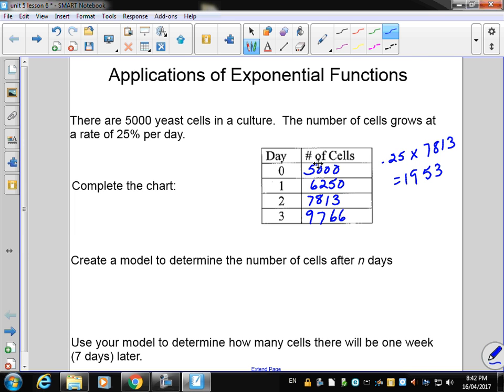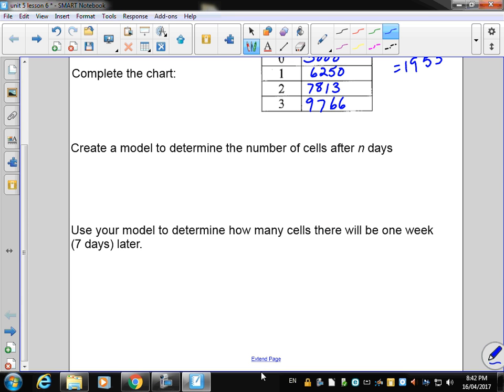So we want to create a model so that I wouldn't have to be doing this table of values over and over again. So the number of yeast cells, I'm going to say A for amount, because we're used to seeing equations like this. I started with 5,000. And what happens every day after that? I increase by 25%. So the little thing to remember is I keep my 5,000 that I started with, and I add to it 25%. And I'm going to do that over and over again.